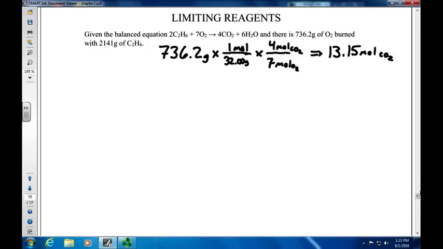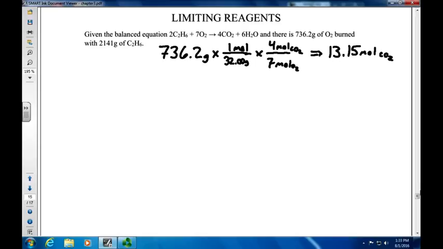So what this equation, this dimensional analysis is telling us is that if you had an excess of ethane and you just had the 736.2 grams of oxygen, you could run this reaction until you have 13.15 moles of CO2, at which point the reaction would stop because all of the oxygen would have been consumed in the reaction.